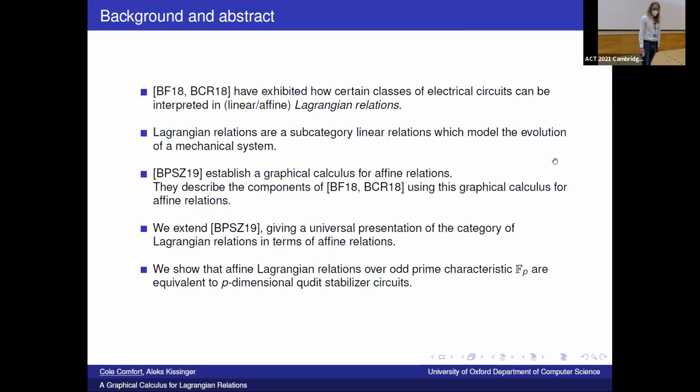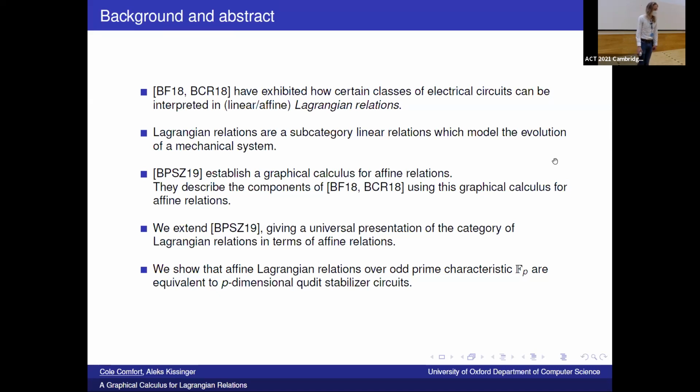Yeah, so in this paper on graphical affine algebra by the Tallinn crew, they also give a graphical interpretation of these electrical circuit components in terms of Lagrangian relations. So this is motivating this talk. What we'll do in this talk is extend this work and give generators for all of Lagrangian relations, not just ones which are interpretations of electrical circuits.